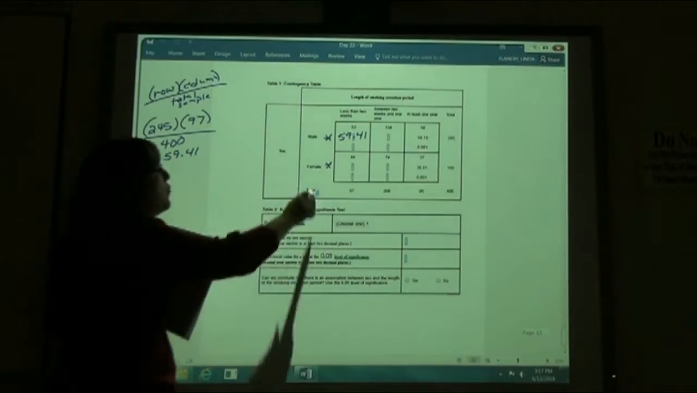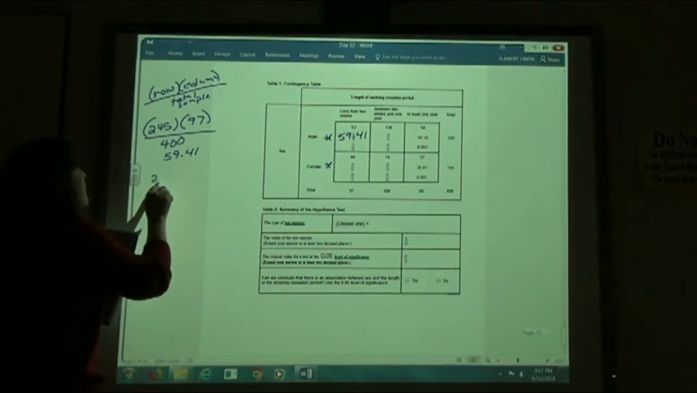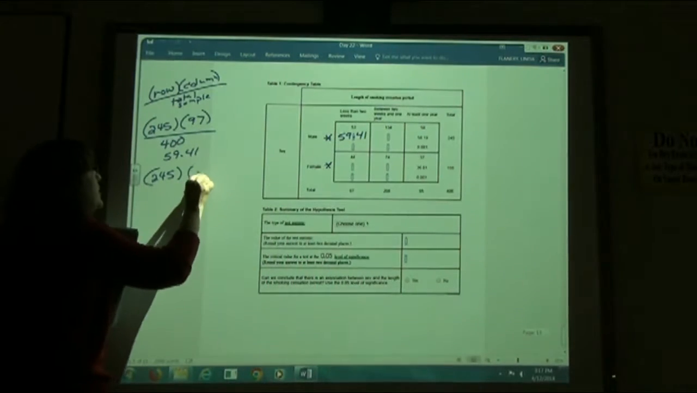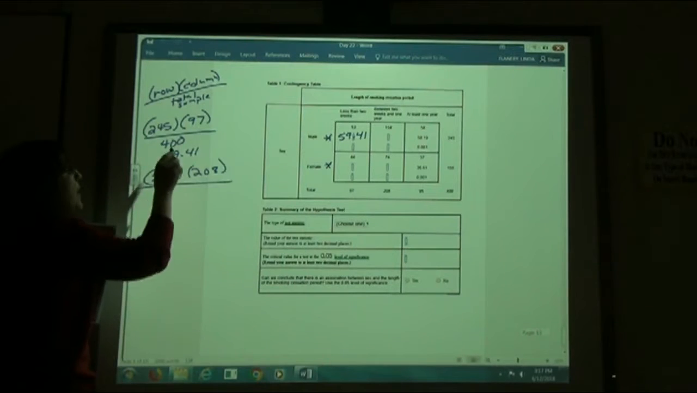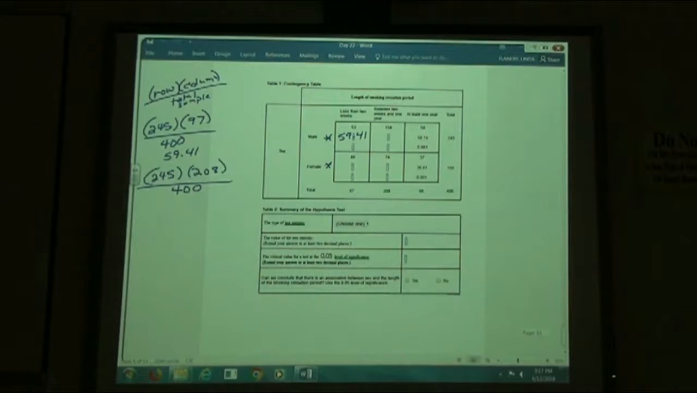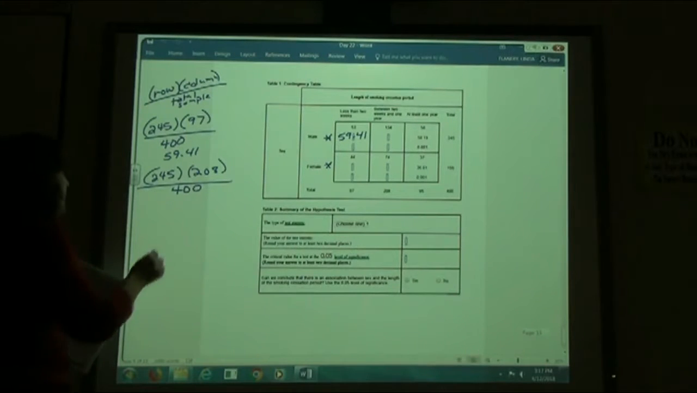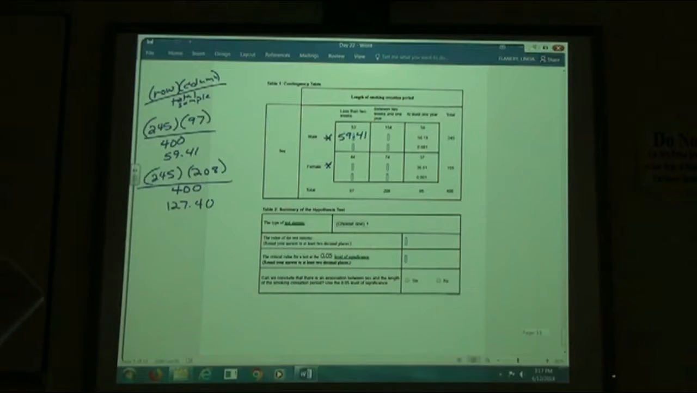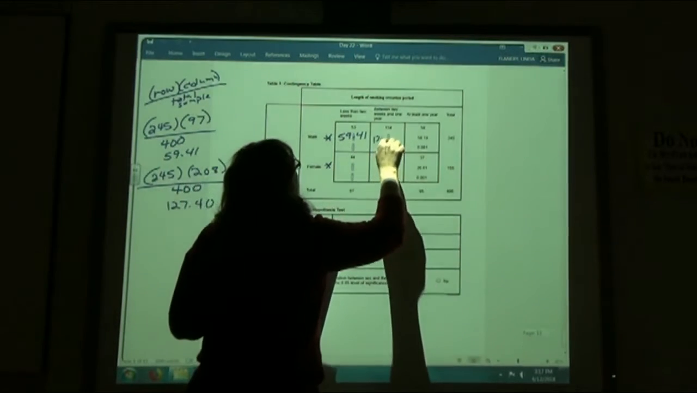The next one, my row total, 245. My column total, 208. Divided by my sample size, 400. So 245 times 208 divided by 400 should give you a value of 127.40.